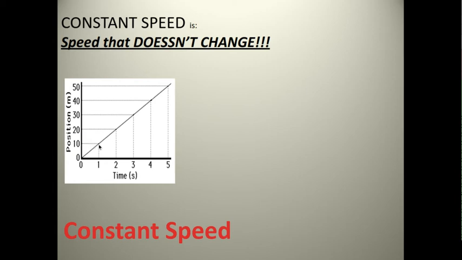So let's look at this first point. We have 10 meters divided by 1 second. So the average speed after 1 second was 10 meters per second. After the second, we were at the 20 meter mark. 20 divided by 2 is also 10. Let's climb up a little further. 40 meters divided by 4 seconds. 40 divided by 4 is 10. So a straight diagonal line represents constant speed.